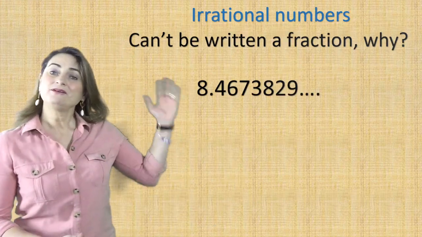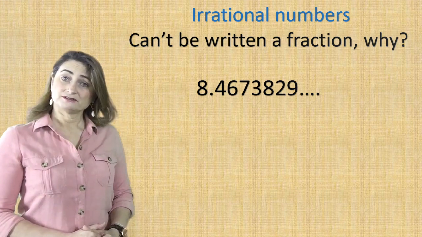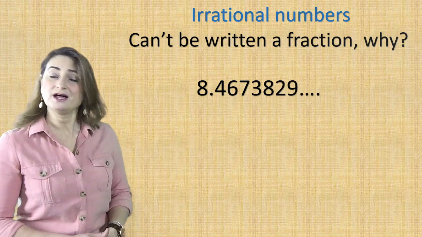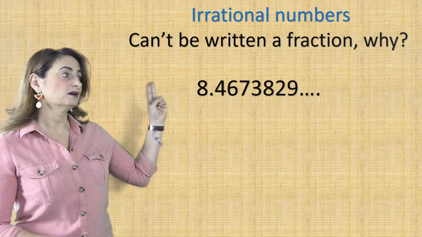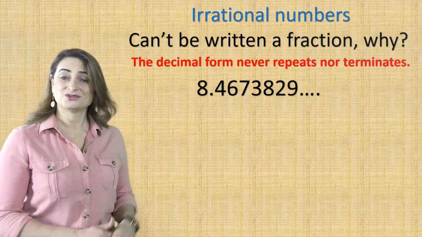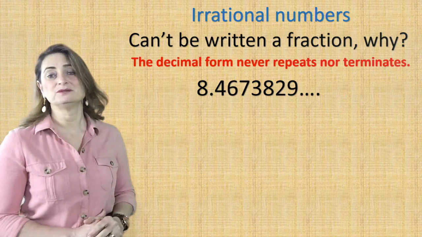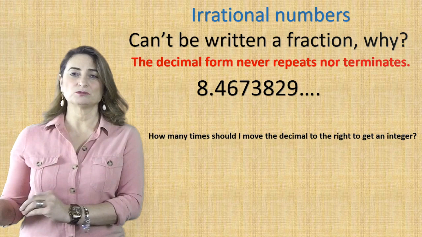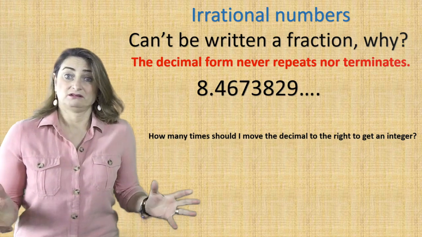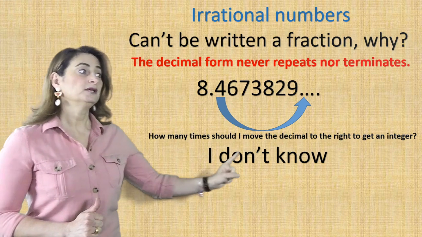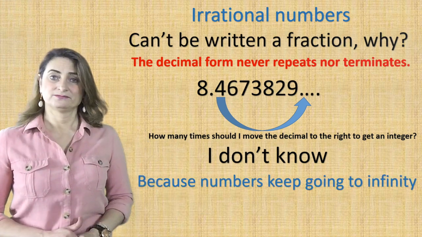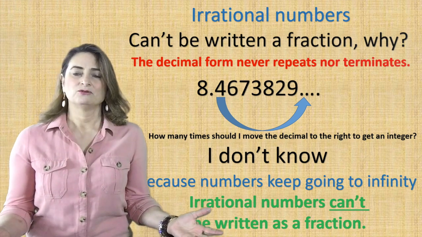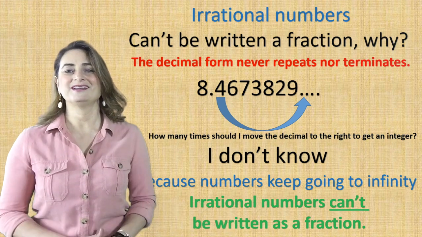So now why can't we write irrational numbers as a fraction? Here's an example, 8.4673829. This is an irrational number because it never repeats nor terminates. So this decimal form is an irrational number. Now ask yourself the question, how many times do I need to move the decimal to the right to get an integer? I don't know, because this number keeps going on to infinity. It doesn't stop, which means you cannot write it as a fraction because I don't know what to divide it by with multiples of ten.